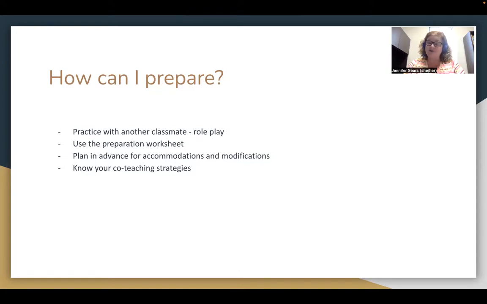In D2L, which I will show you in a second, there's a preparation worksheet. So you can go ahead and use that worksheet to prepare in advance, write down accommodations and modifications, and be ready to go. And know your co-teaching strategies. So you have that opportunity to know what those co-teaching strategies are. Be ready to talk about them with your co-teacher.